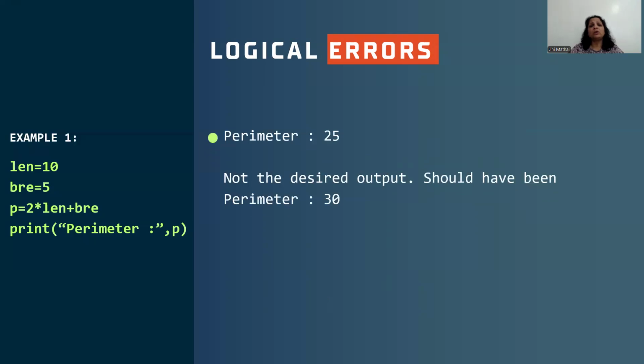No. When I run the program, it says perimeter 25. But I know it is 10 plus 5, which is 15, and 15 multiplied by 2 should have given me 30. So I get an undesired result. And that's when I know that I have made a logical error.